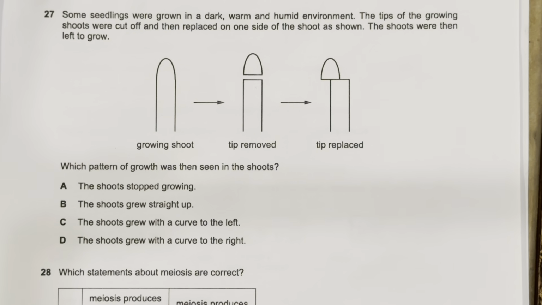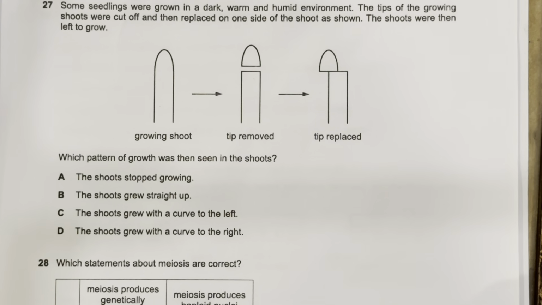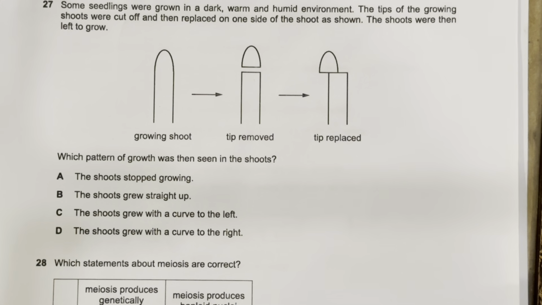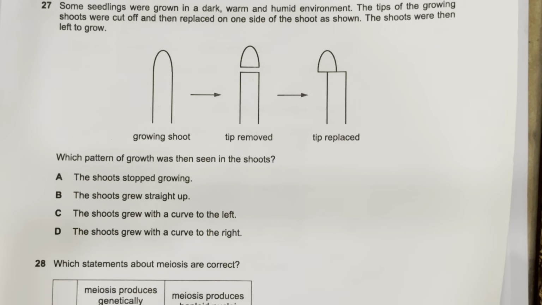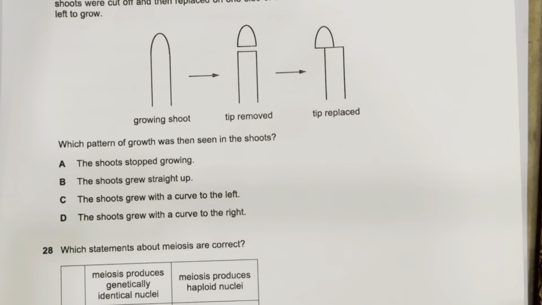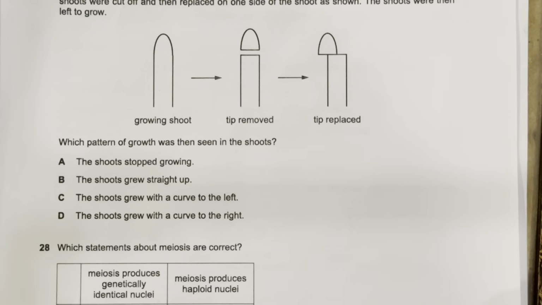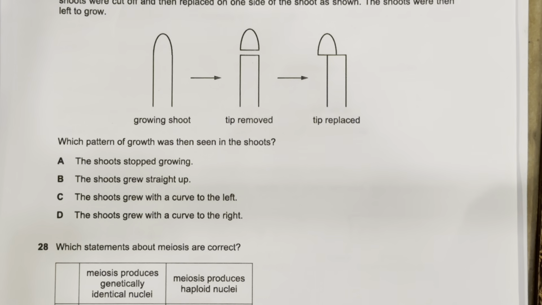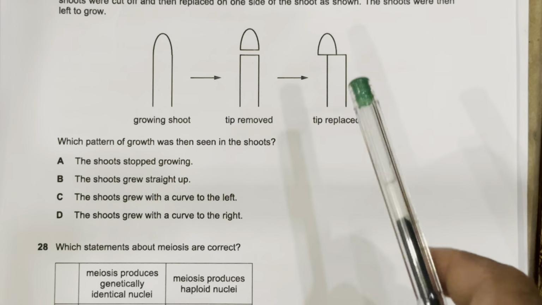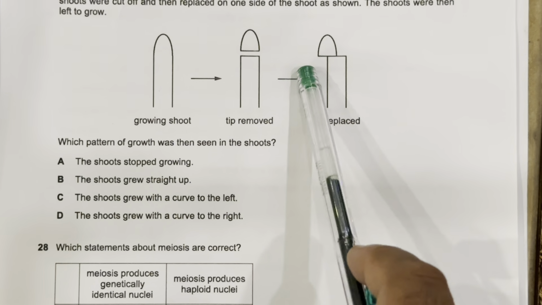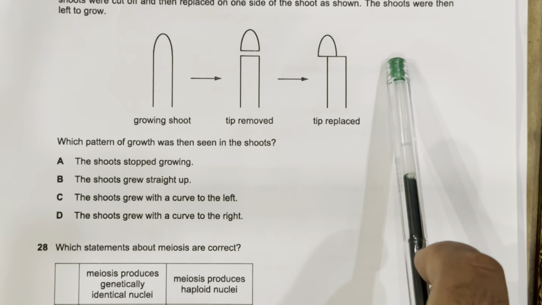Some seedlings were grown in a dark, warm and humid environment. The tips of the growing shoots were cut off and then replaced on one side of the shoot as shown. The shoots were then left to grow. Growing shoot, tip removed and tip replaced. Which pattern of growth was then seen in the shoots? The shoot stops growing, no. The shoots grew straight up, no. The shoot grew with a curve to the left, no. If we look, the tip is already on the left side, so it means it will grow towards the right.